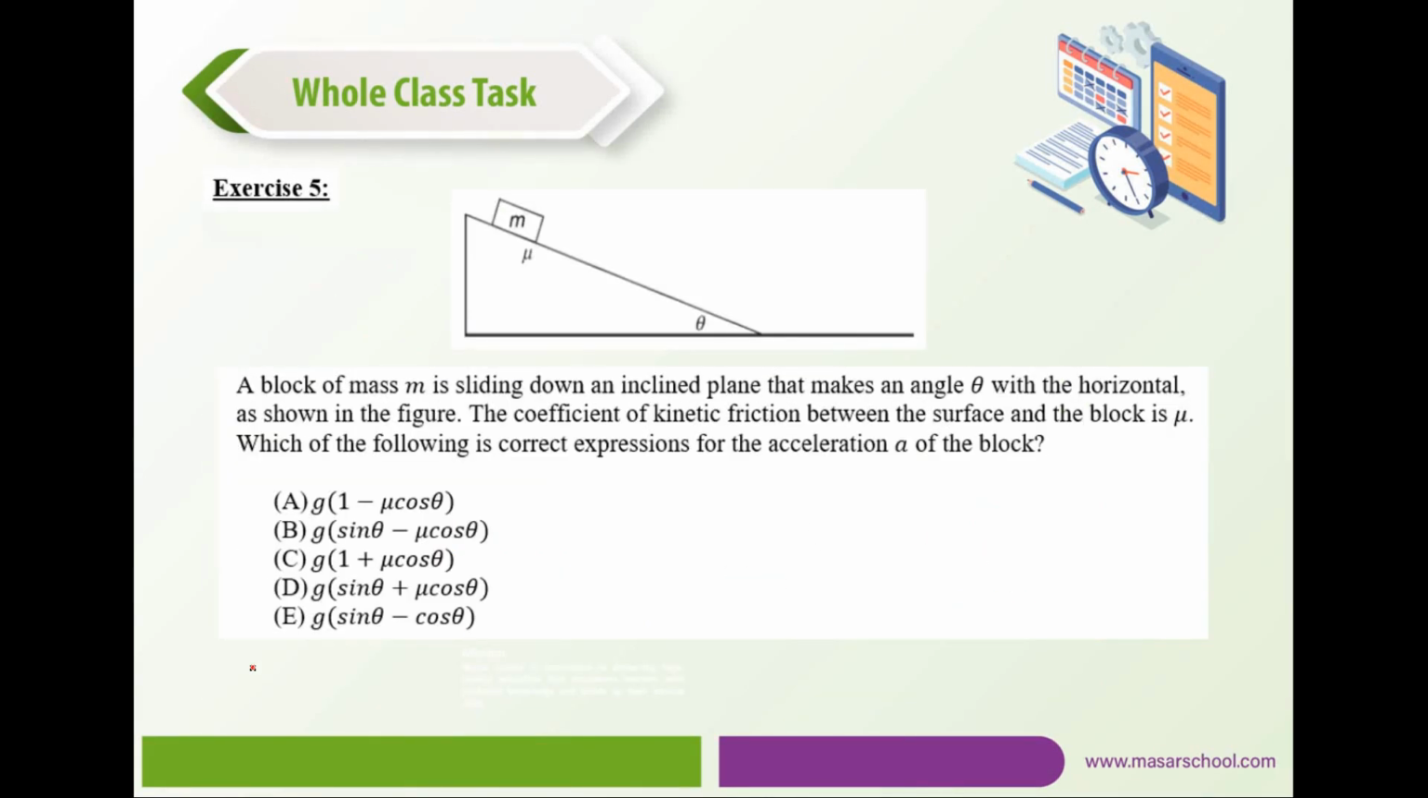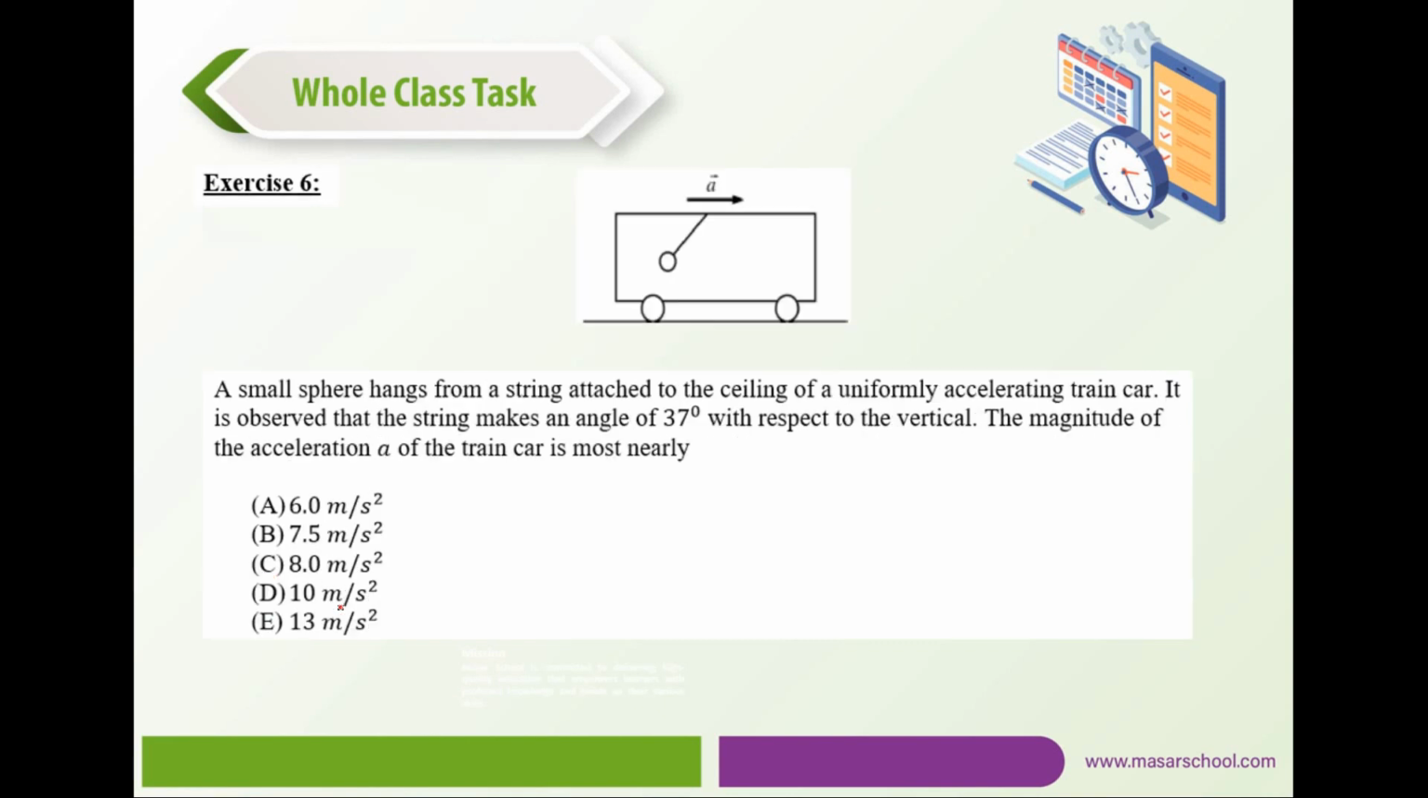Now exercise 5: A block of mass m is sliding down an inclined plane that makes an angle theta with the horizontal as shown in the figure. The coefficient of kinetic friction between the surface and the block is mu. Which of the following is the correct expression of the acceleration a of the block? For a free fall it's g. For an object sliding without friction on a ramp it's g sine theta. For a rough ramp that would be g sine theta modified by the term minus mu k g cosine theta. In this case D would be the correct answer.